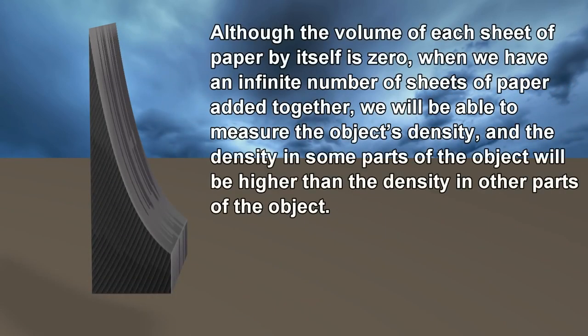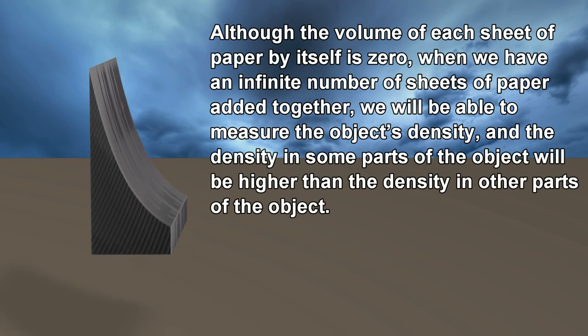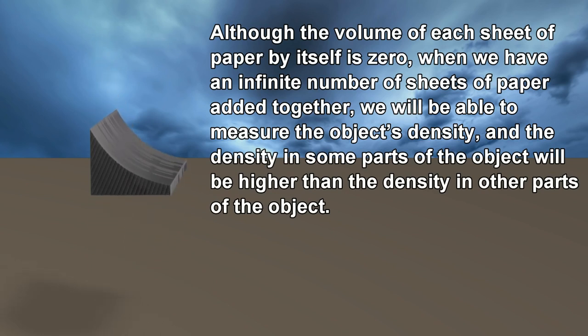Although the volume of each sheet of paper by itself is zero, when we have an infinite number of sheets of paper added together, we will be able to measure the object's density, and the density in some parts of the object will be higher than the density in other parts of the object.